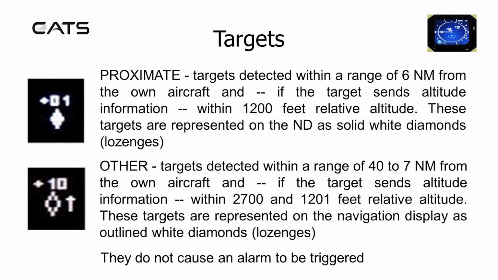Other targets. Targets detected within a range of 40 to 7 nautical miles from the own aircraft, and if the target sends altitude information within 2,700 and 1,201 feet relative altitude. These targets are represented on the navigation display as outlined white diamonds, lozenges. They do not cause an alarm to be triggered.